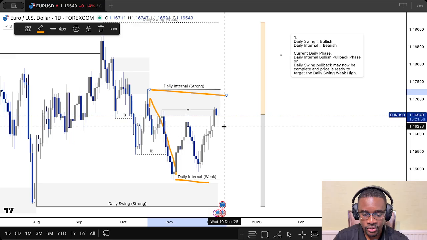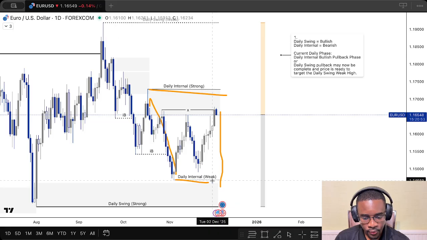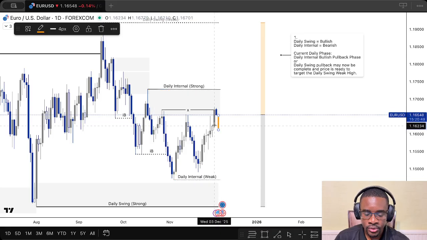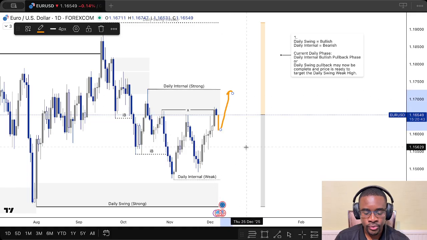That's on the internal structure, it's still bearish. So this could be liquidity that has been taken in order for the bearish trend to continue. Okay, for price to take out this weak low, or this is just a move for price to come to this new demand area.